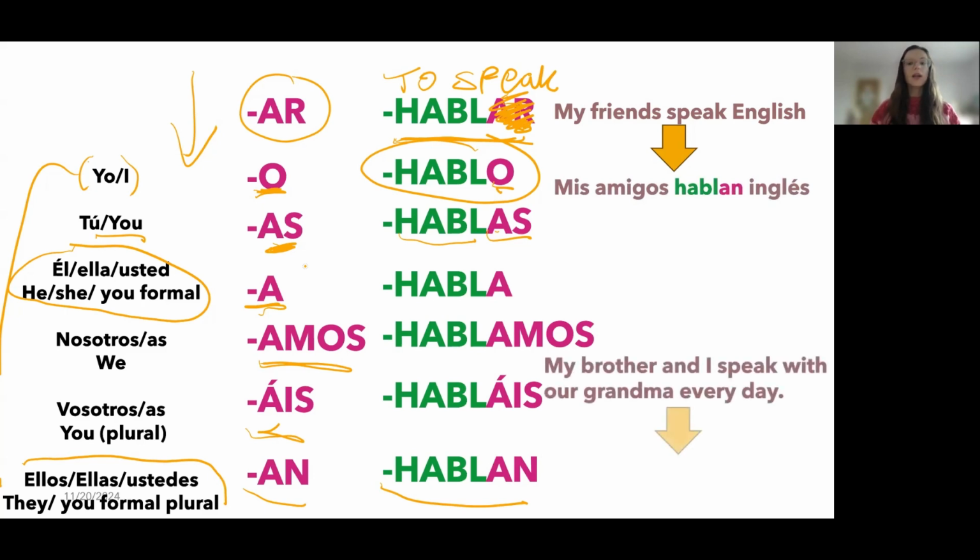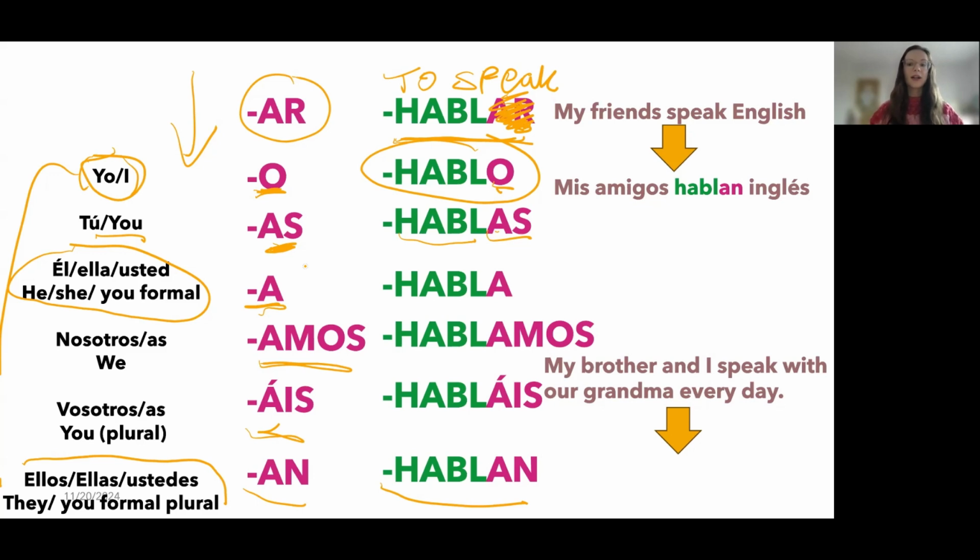So what if we wanted to say, my brother and I speak with our grandma every day? A little bit more challenging because we've got a lot of vocab here. But let me help you with the vocab. So my brother and I, so it'd be mi hermano y yo. Okay, we know yo here with I. So mi hermano y yo, something con nuestra abuela, because it's our grandma, cada día. So don't worry too much about that.